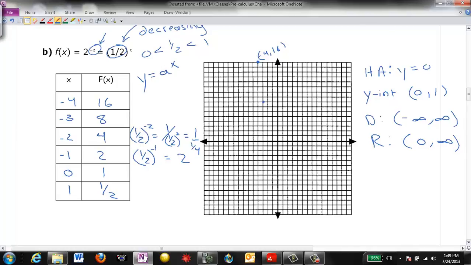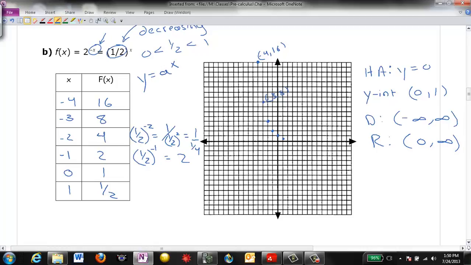There's our second point there. I'm going to try and label my points this time. You guys should probably get in the habit of labeling your points as well, especially once we get into the transformation. Okay, next point is going to be at 2, 4, -2, 4. Then we're going to be at 1, 2, 0, 1, and then 1 and 1/2.